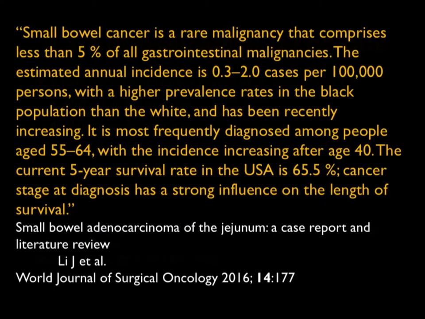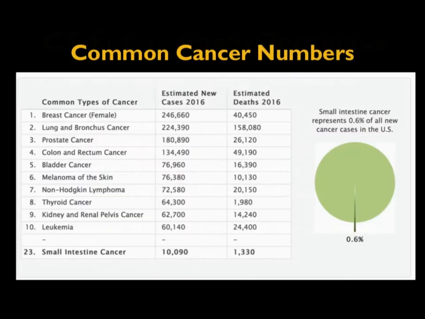In terms of frequency, we know it's a rare cancer. Age 55 to 64, like a lot of tumors, increases with age. Survival rate is about 66%, which is pretty good compared to some tumors. Here's some of the SEER data. You can see it's the 23rd most common tumor, 10,090 cases last year, with deaths at about 1,330.